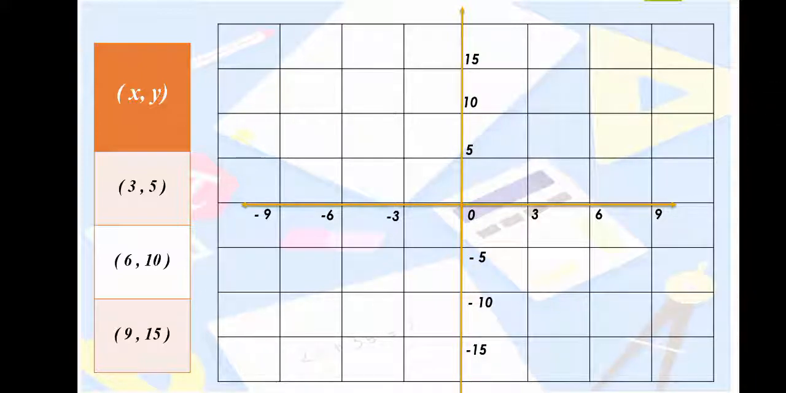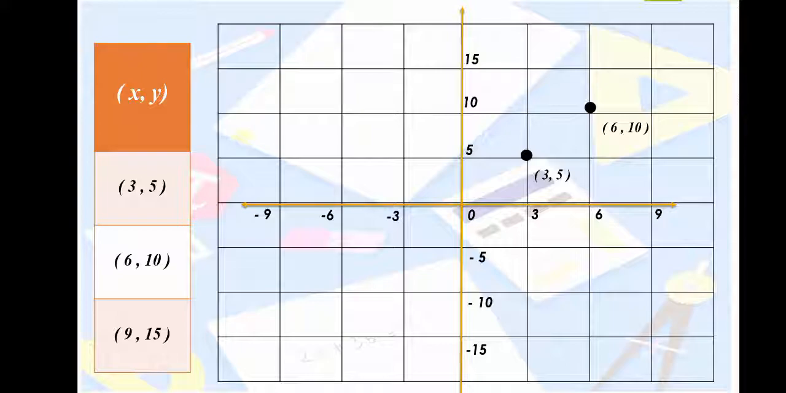The first ordered pair is 3 and 5. 3 is the value of x and 5 is the value of y. 3 and 5 intersect at this point. So mention the ordered pair 3 and 5. The second ordered pair is 6 and 10. 6 is the value of x and 10 is the value of y. 6 and 10 intersect at this point. So mention the ordered pair 6 and 10.